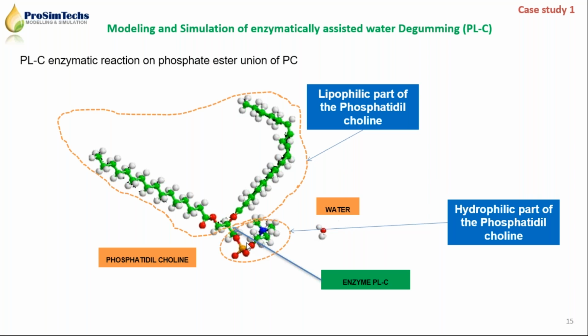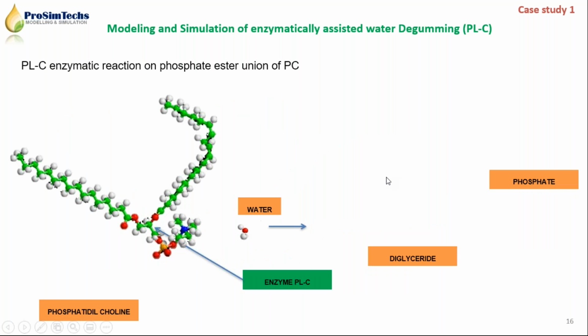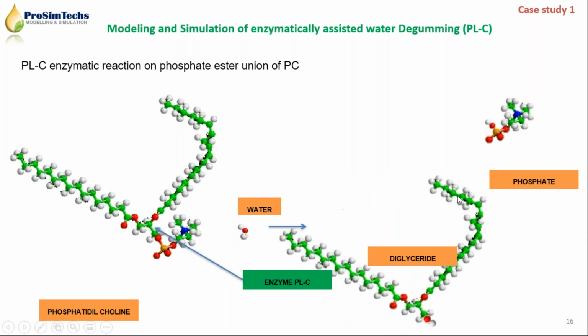So as we saw, the PLC enzyme acts on the ester bond at position 3, in which the phosphate ester is linked to the phospholipid. After the enzymatic reaction, we have as reaction products a diglyceride and a choline phosphate. We clearly see that the original phospholipid choline is split into two new compounds, the phosphate choline and a diglyceride, which are respectively soluble in water and soluble in oil.